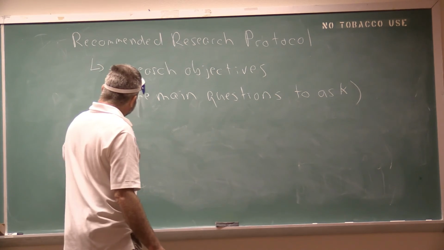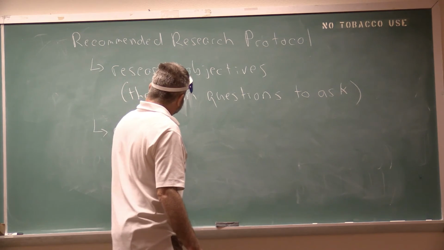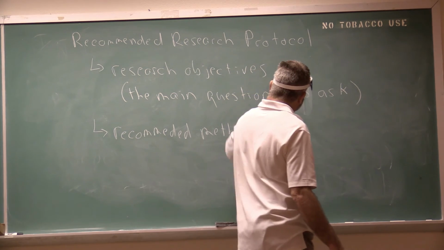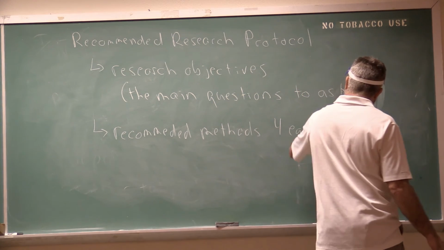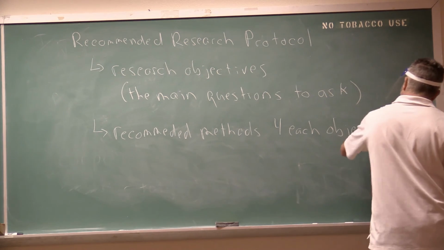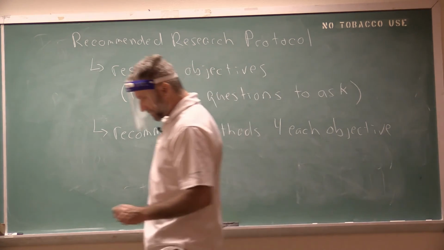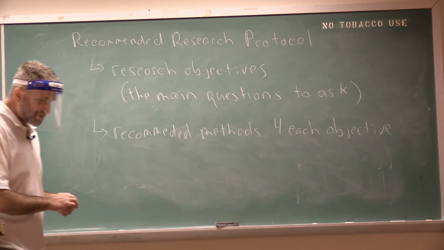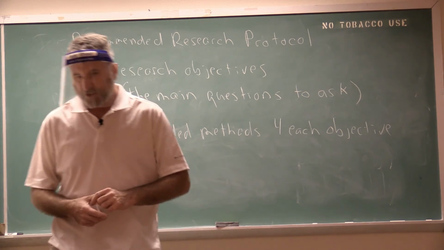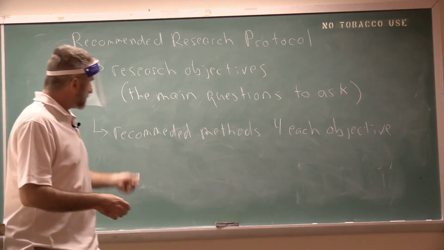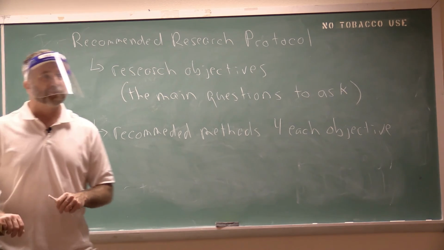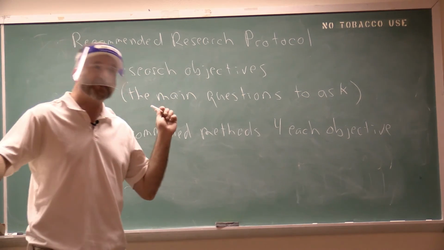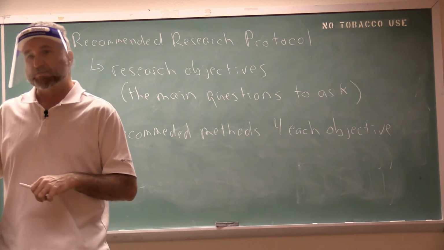Then you could have recommended methods for each objective. So for Bryce, if one of his objectives is to evaluate the brand label pizza pods, then maybe one of your research methods is the focus group to see what people think of that label, or an internet survey. If the other one is the taste of it, you can say, here's how we would do the taste test.